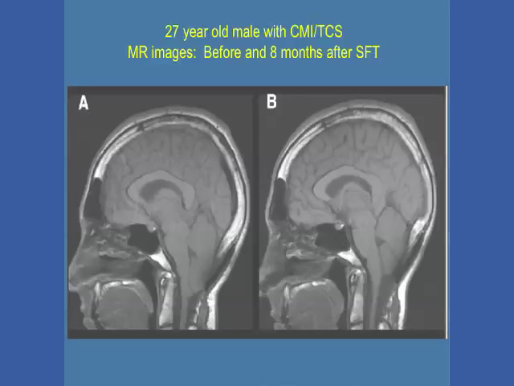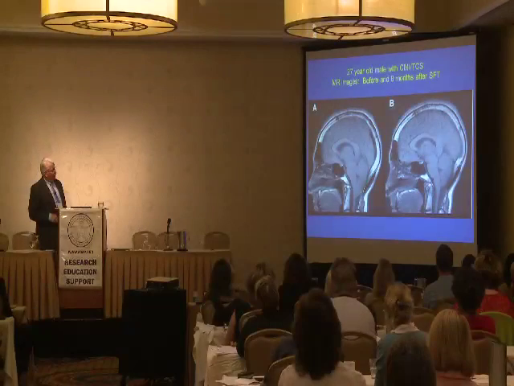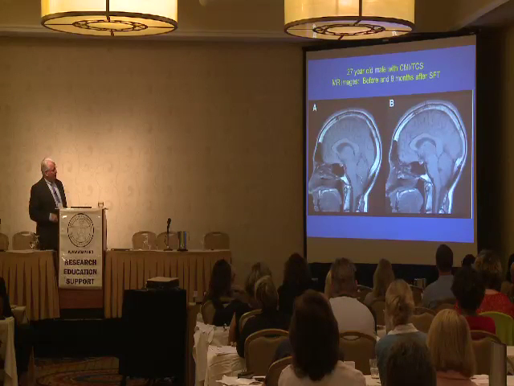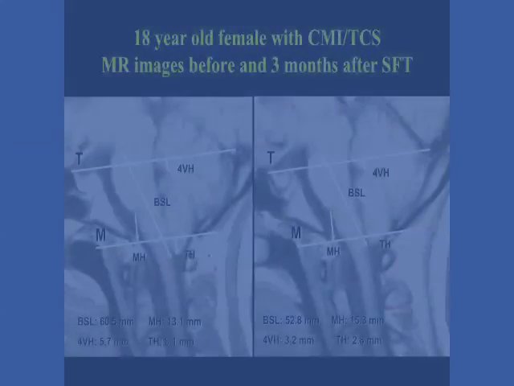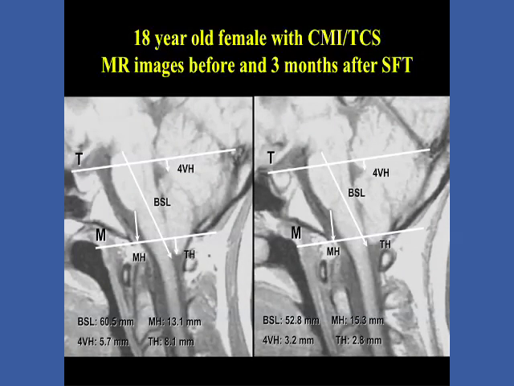This is a 27-year-old male with MR imaging before and 8 months after section of the filum terminale, having already had a posterior fossa decompression. You can see the cerebellar slumping in a pull-down sort of effect that is relieved by release of the tethering. And lastly, an 18-year-old young girl who had MR imaging before and 3 months after section of the filum terminale, where you see this tonsillar elevation and change in the basilar anatomy.